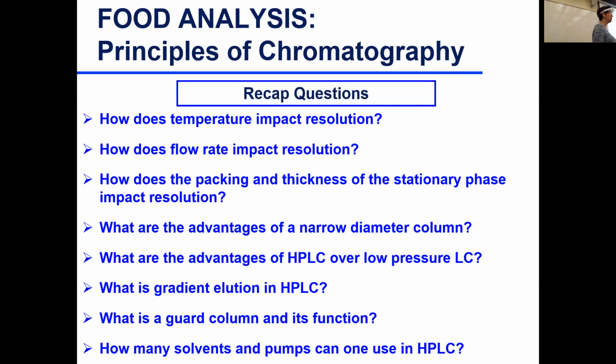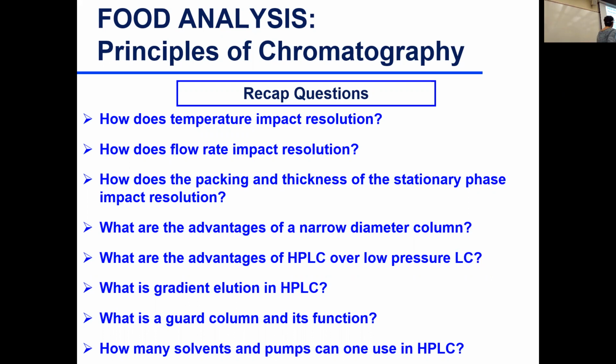All right. Let's continue where we left off, and hopefully I can finish the HPLC lecture and maybe start spectroscopy. We'll see. Okay. Just to recap, like always, how does temperature impact resolution? Tyler? It can help increase resolution, but if it's too hot, then they'll.